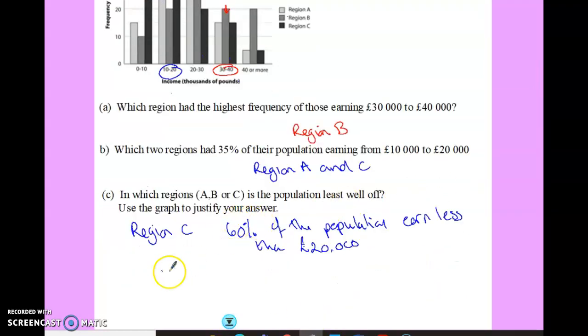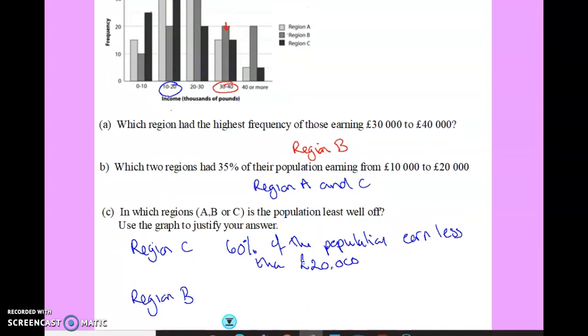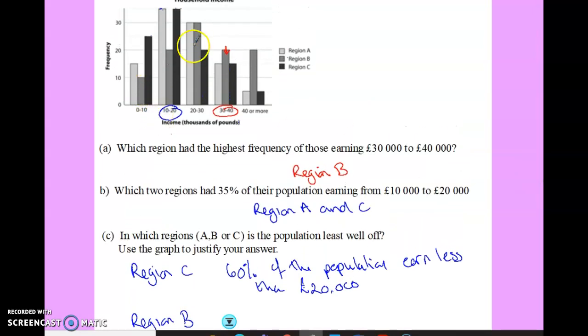If we compare that then, just looking at the less than 20,000 section, region B, just the one in between, we've got 10% here and 20% here. So 30% of the population. Sorry about my writing. This graphics tablet seems to... I'll try slowing down a bit. Earn less than 20,000.